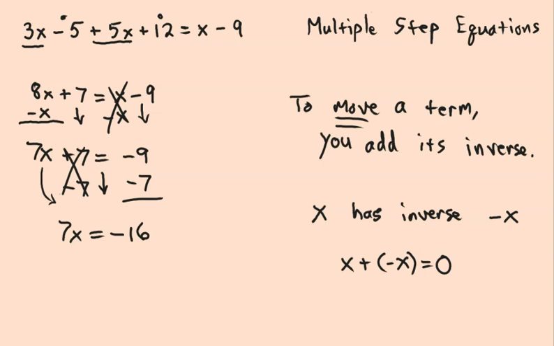16. Then we're going to multiply by 1/7 on both sides, and then we're going to have x is equal to negative 16 times 1/7, which is negative 16 over 7, and that's our final answer. We are all done. Let's try another.